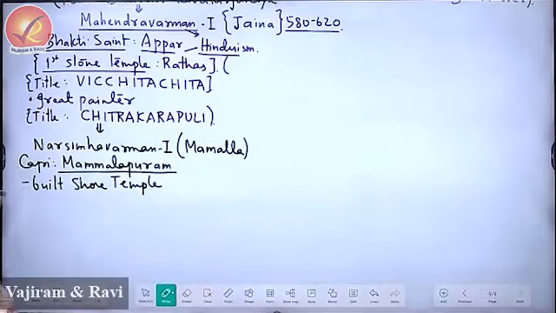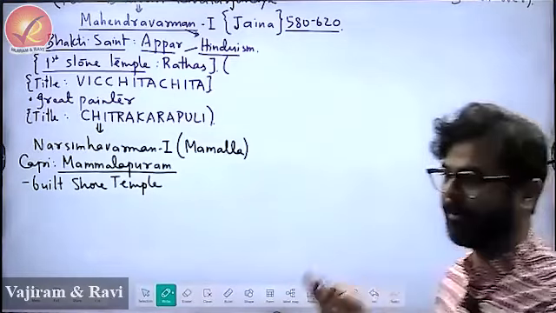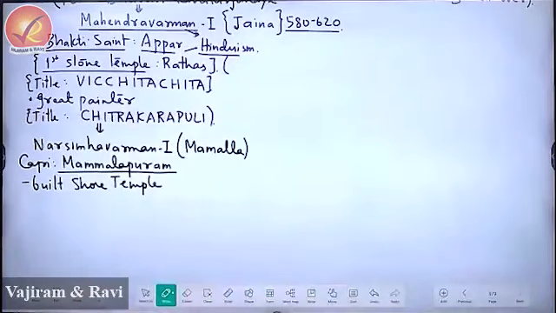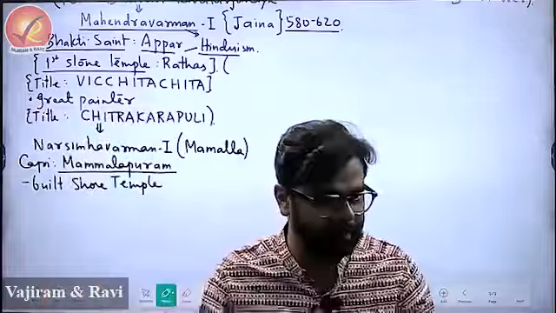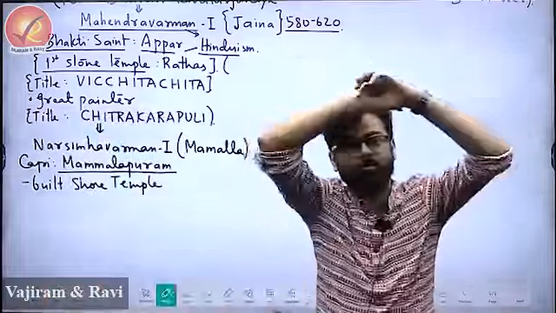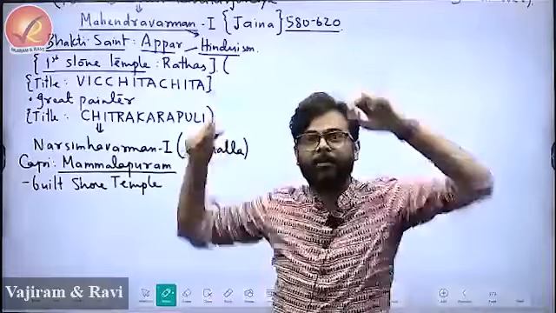See, fighting chal raha tha. Everybody was fighting. Chalukyan is fighting, Pandya is fighting, Pallava is fighting. Everything was happening. But one day what he did, he asked his masons to make a very big Varaha avatar Vishnu.